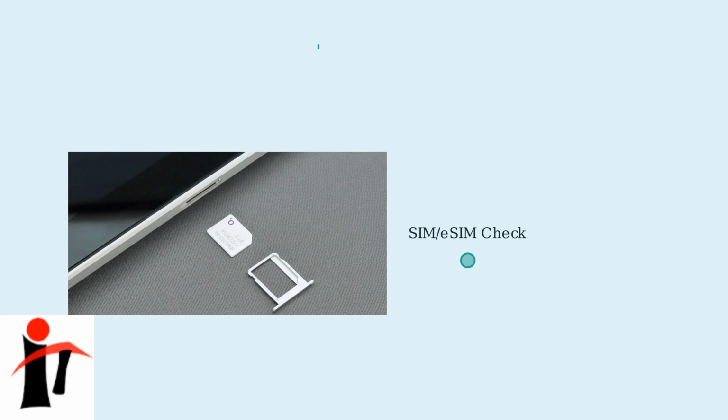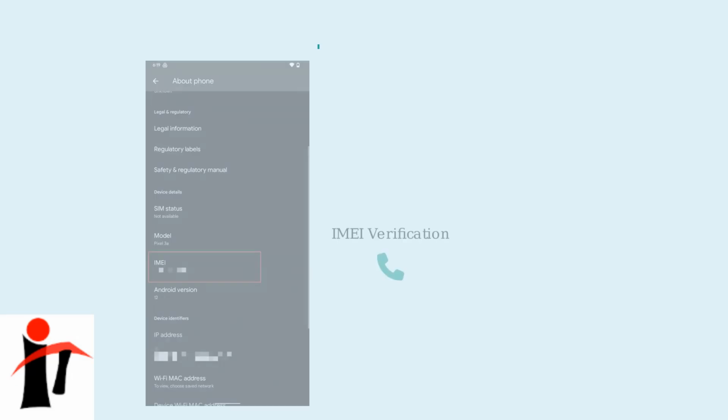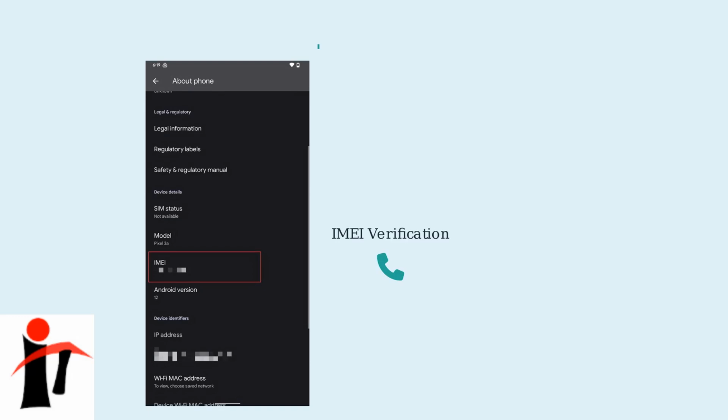For physical SIM, ensure it's properly inserted and not damaged. For eSIM, make sure your device is compatible. Next, verify your IMEI number. Dial *#06 or check your phone settings to find it. Ensure it's not blacklisted and matches Simple Mobile's records.